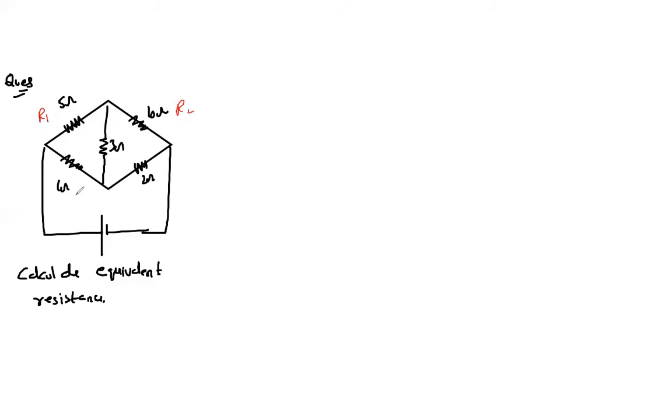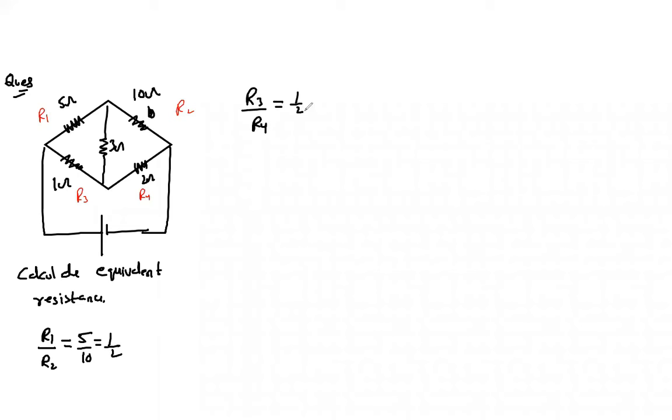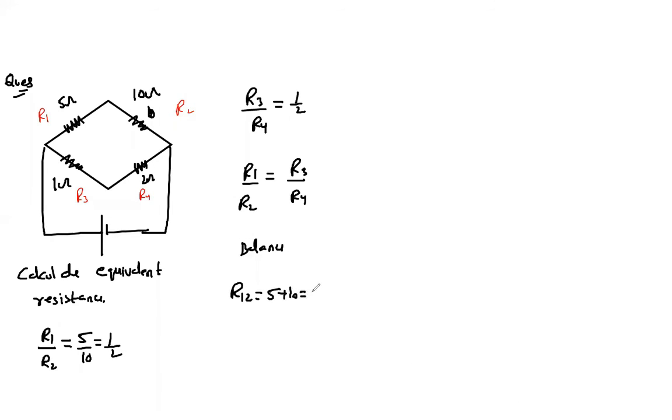R1, R2, R3, R4. So R1 by R2 is 5 by 10, which is 1 by 2. R3 by R4 is 1 by 2. So R1 by R2 is R3 by R4. Bridge is balanced. If the bridge is balanced, then you can remove this resistor. I'm removing it. R1 and R2 are in series. Then R12 is 5 plus 10, which is 15 ohm. R34 is 1 plus 2, which is 3 ohm.